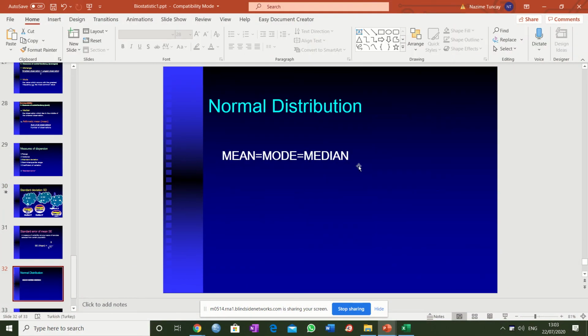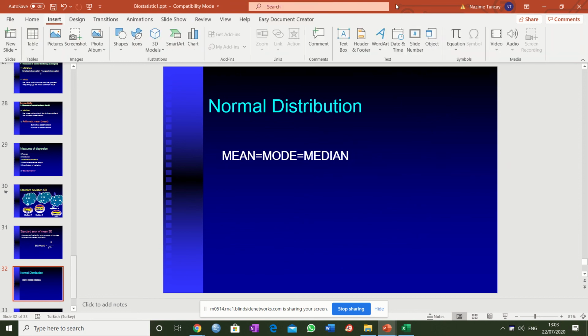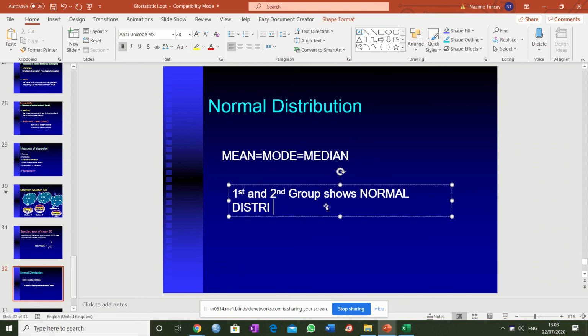So here, let us have another text box. The first distribution, first and second distribution, or the population or the group, let us say group, shows normal distribution. This is a keyword in biostatistics and it is really important. I will explain why in the following course.